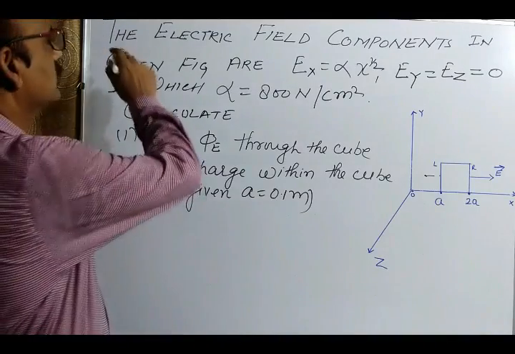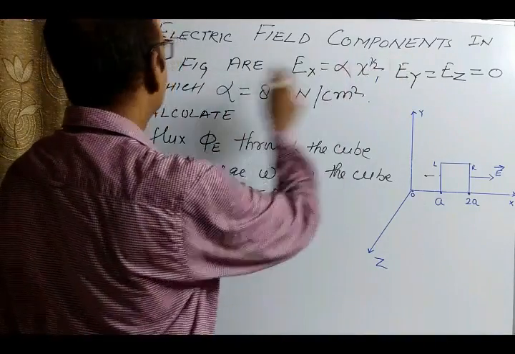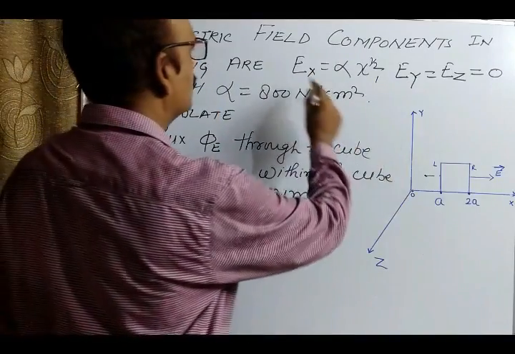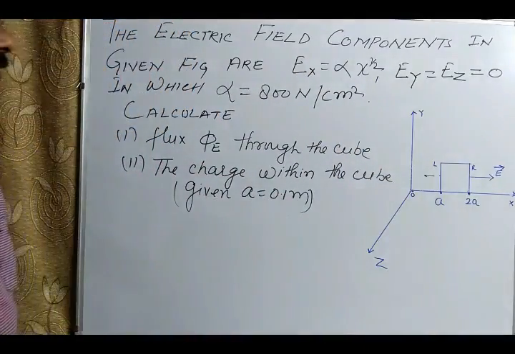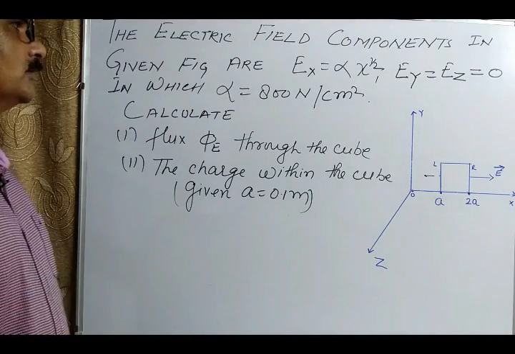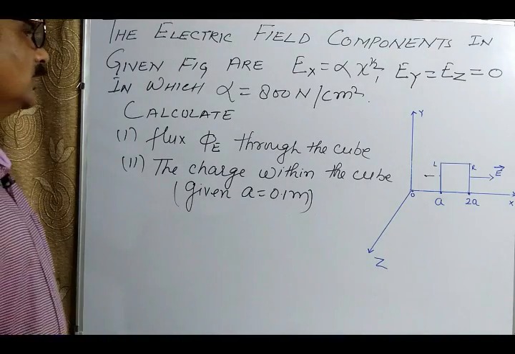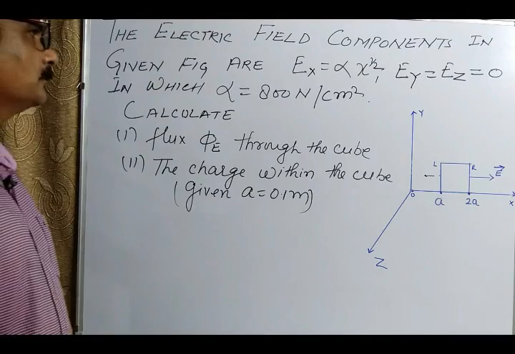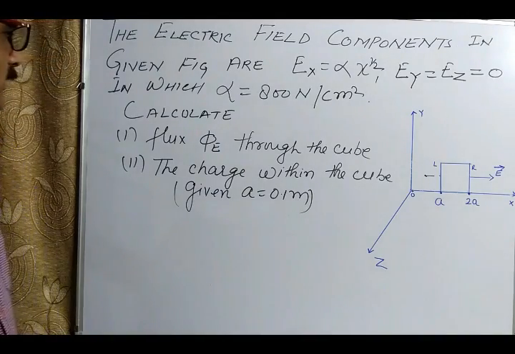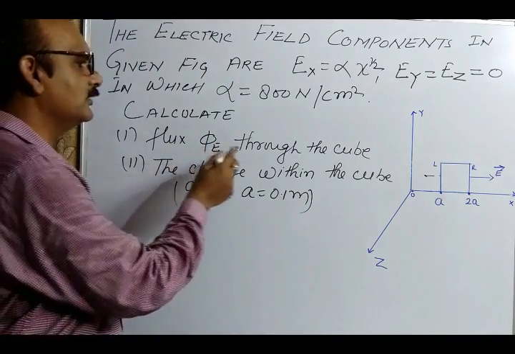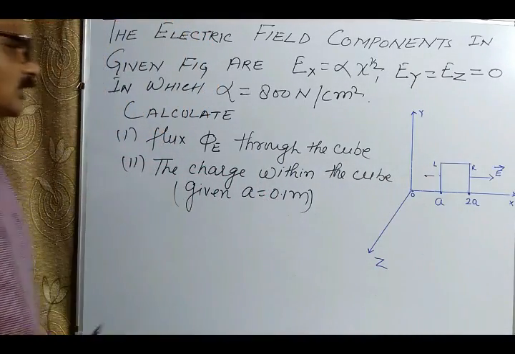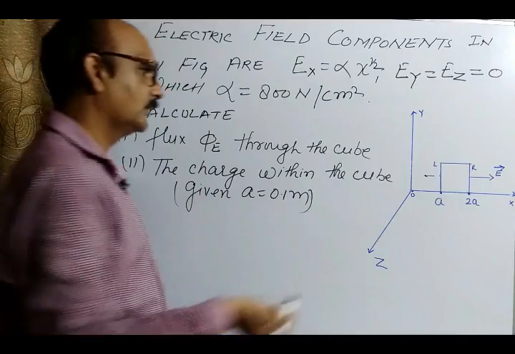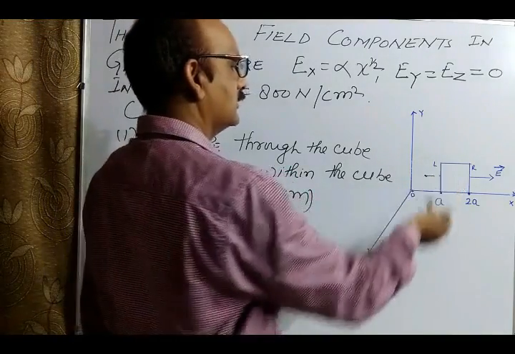In this question, the electric field components in the given figure are Ex equal to alpha x to the power half, Ey equal to Ez equal to 0, in which alpha equal to 800 Newton per coulomb meter square. Calculate flux phi E through the cube, this is a cube, and second, the charge inside this cube.